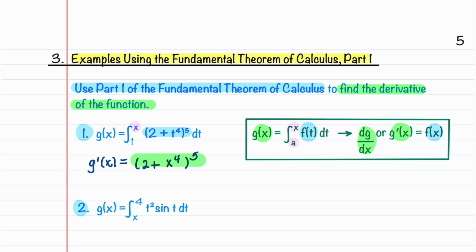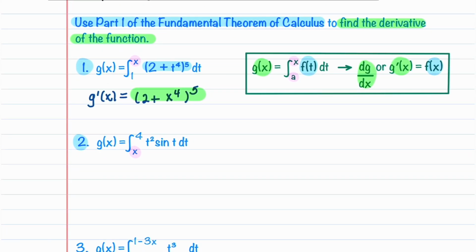Now let's look at our second example. Notice in this example that the variable x is in the lower limit. To use the Fundamental Theorem of Calculus, the variable needs to be in the upper limit. So we are going to start by changing the limits of integration and writing g of x as minus the integral from 4 to x of t squared sine t dt. Remember that when you switch the limits of integration, all you do is multiply by a negative.